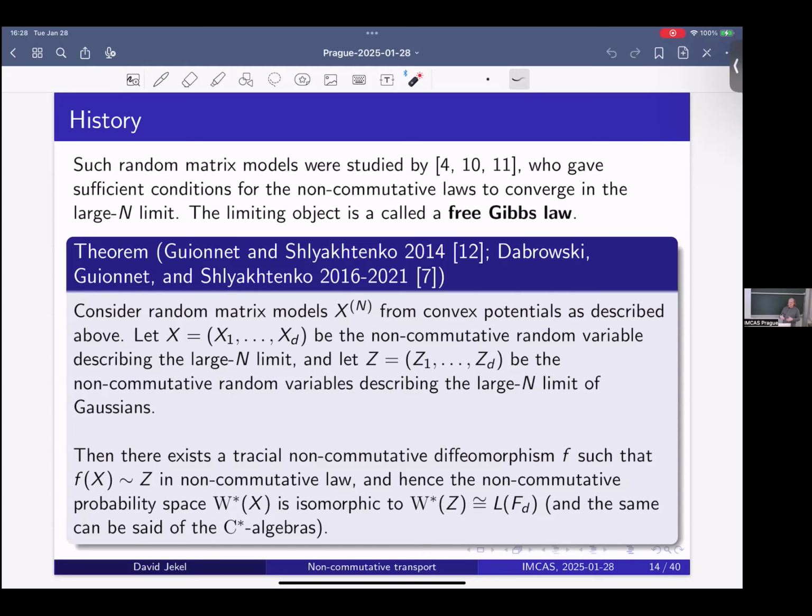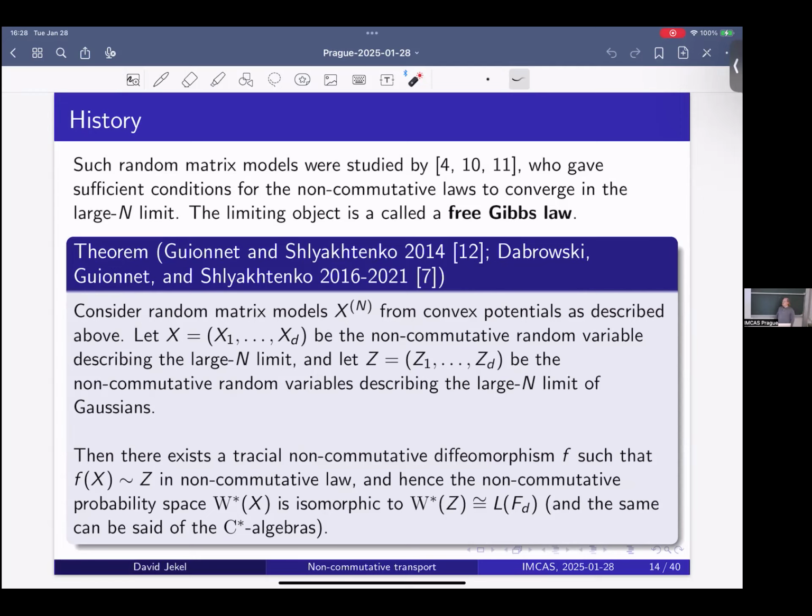Like, we don't know whether the free group on 3 generators or on 2 generators give you isomorphic von Neumann algebras or not. And furthermore, it wasn't obvious whether the random matrix models from these convex V would give you the same von Neumann algebra in the limit as the free group von Neumann algebra. You need some kind of construction to obtain this. And this is what this result accomplishes.